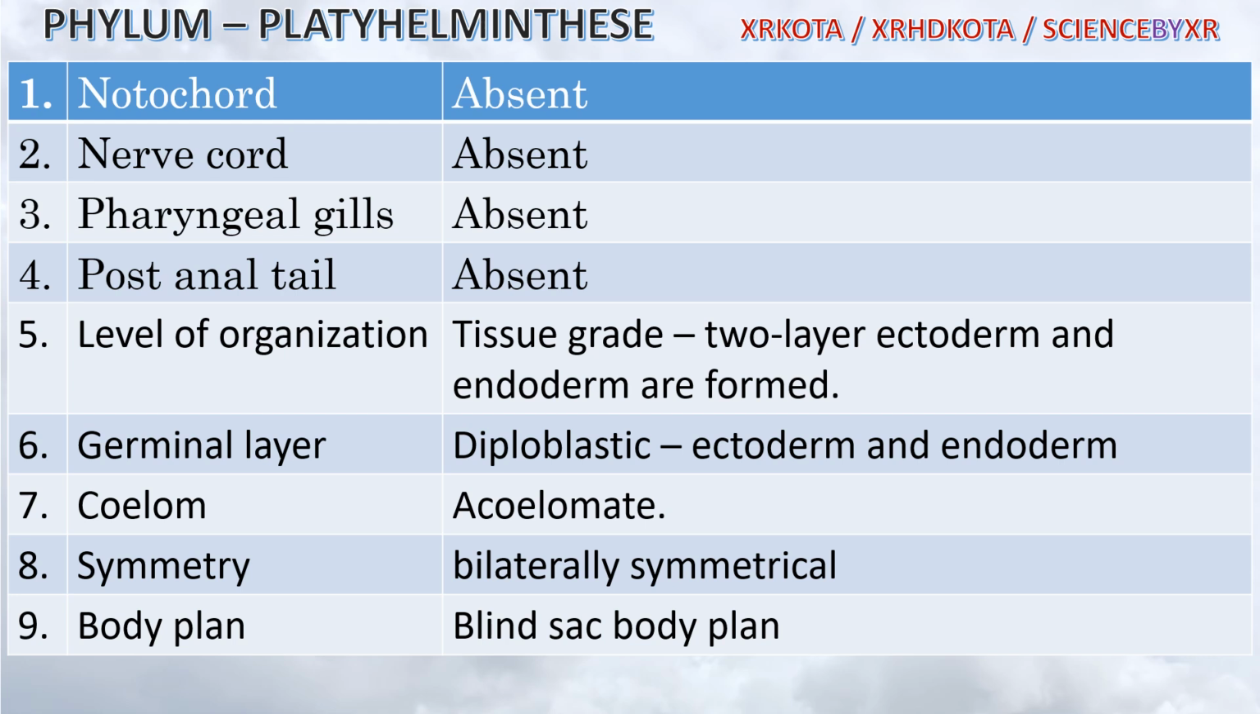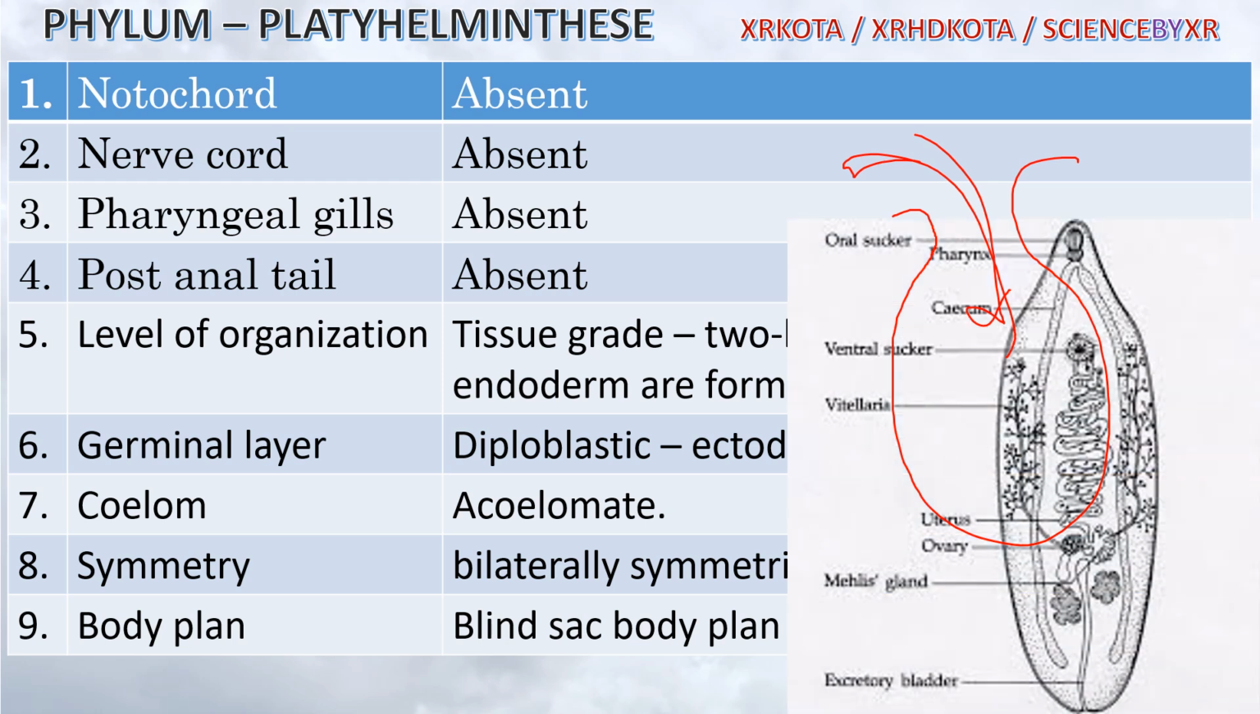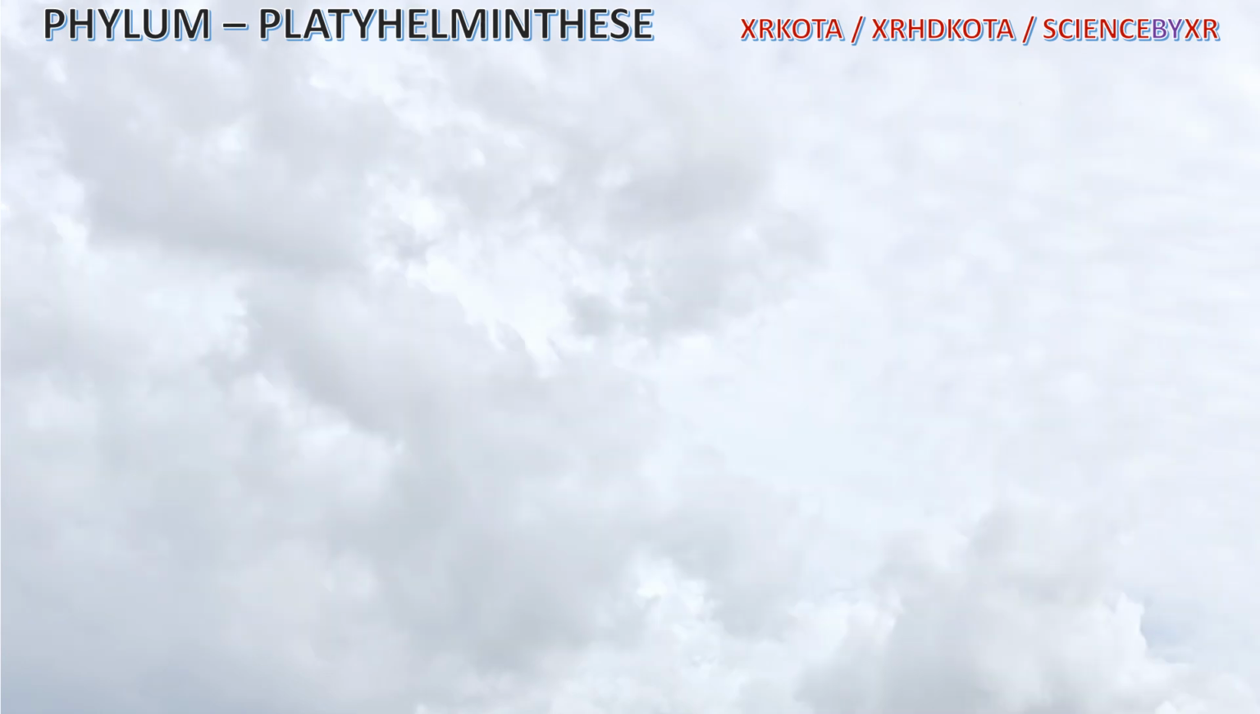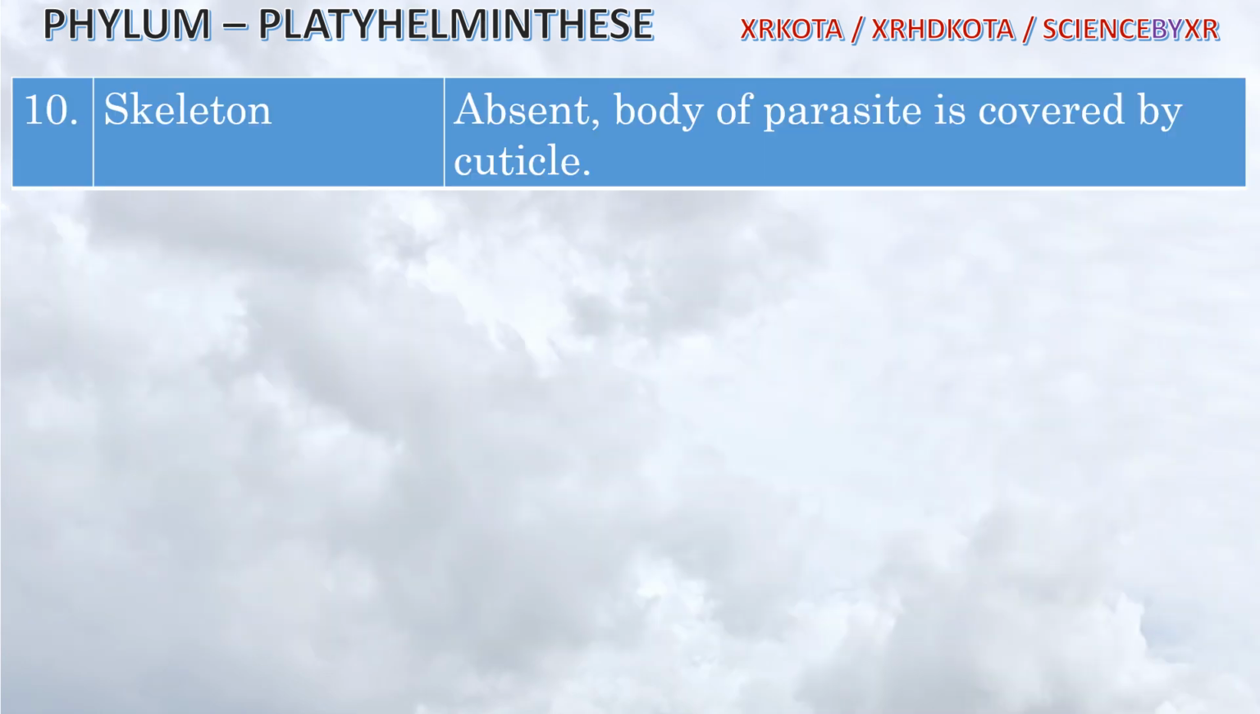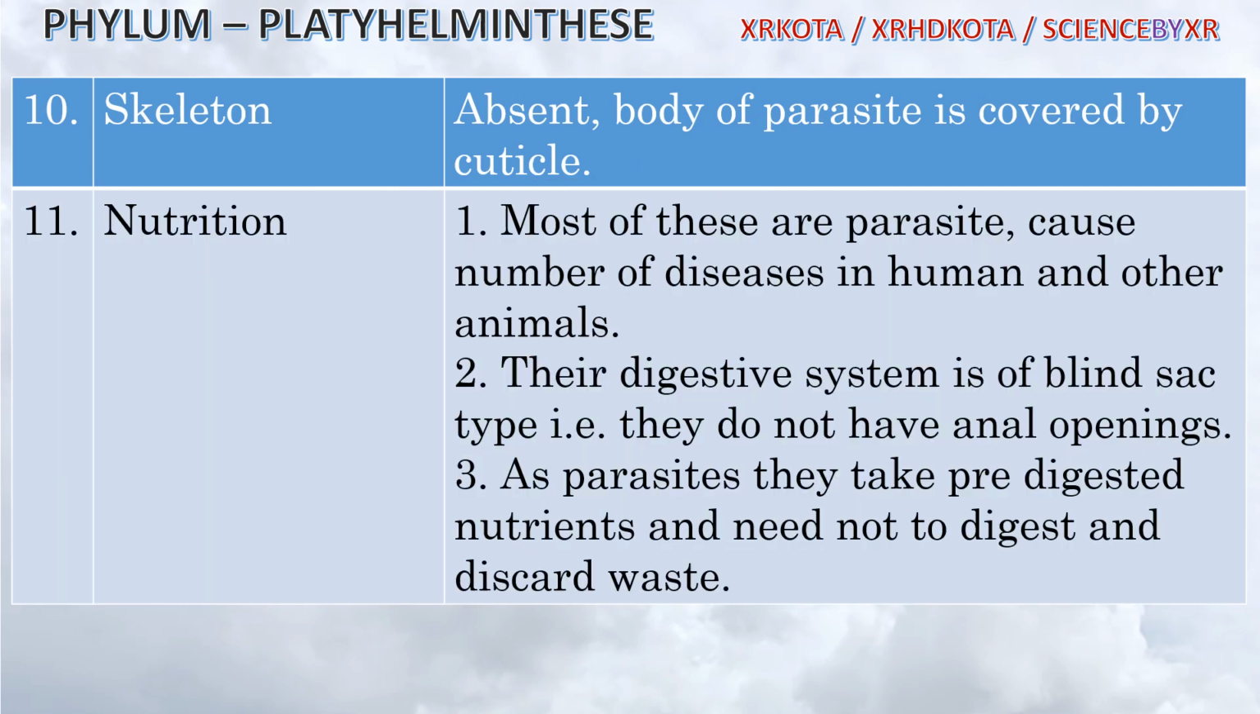Body plan. The body plan is blind sac. Blind sac is the one in which there is only one opening through which the food comes in and the waste is thrown out. Okay. So that type of arrangement is called blind sac, just like a sac. Here you can see the food is brought in here and it will go out from here only because there is no anus-like opening. Okay, skeleton, so it is absent. However, the parasites have a cuticle layer on it.